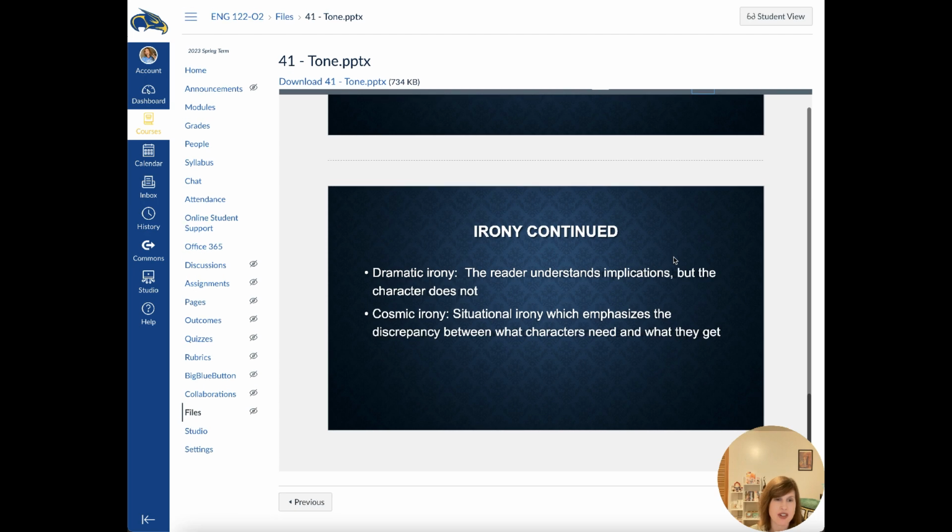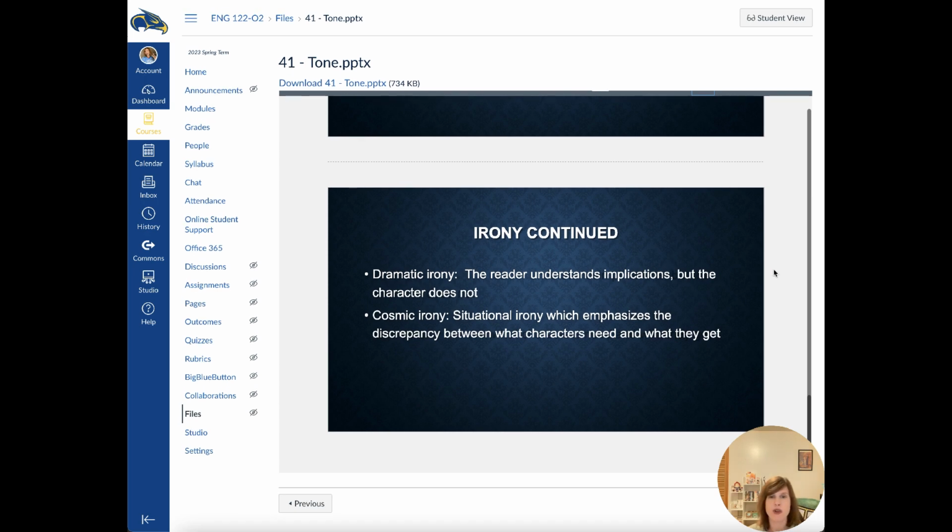Continuing on with irony, there's also dramatic irony, where the reader understands the implications, but the character does not. So the reader may understand the irony of the situation, but the character doesn't get it, right? And then there's cosmic irony, which is a situation that emphasizes the discrepancy or the differences between what the characters need and what they get.